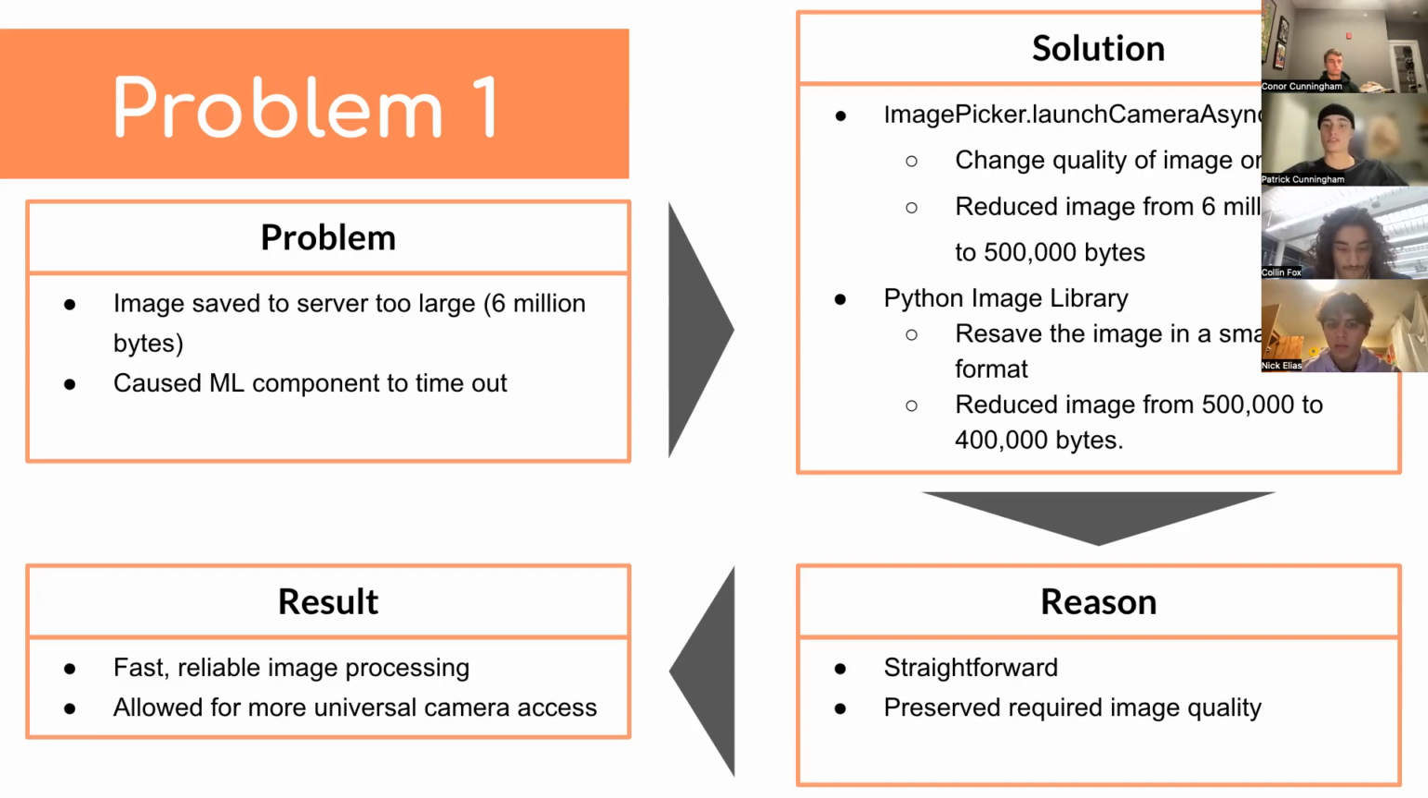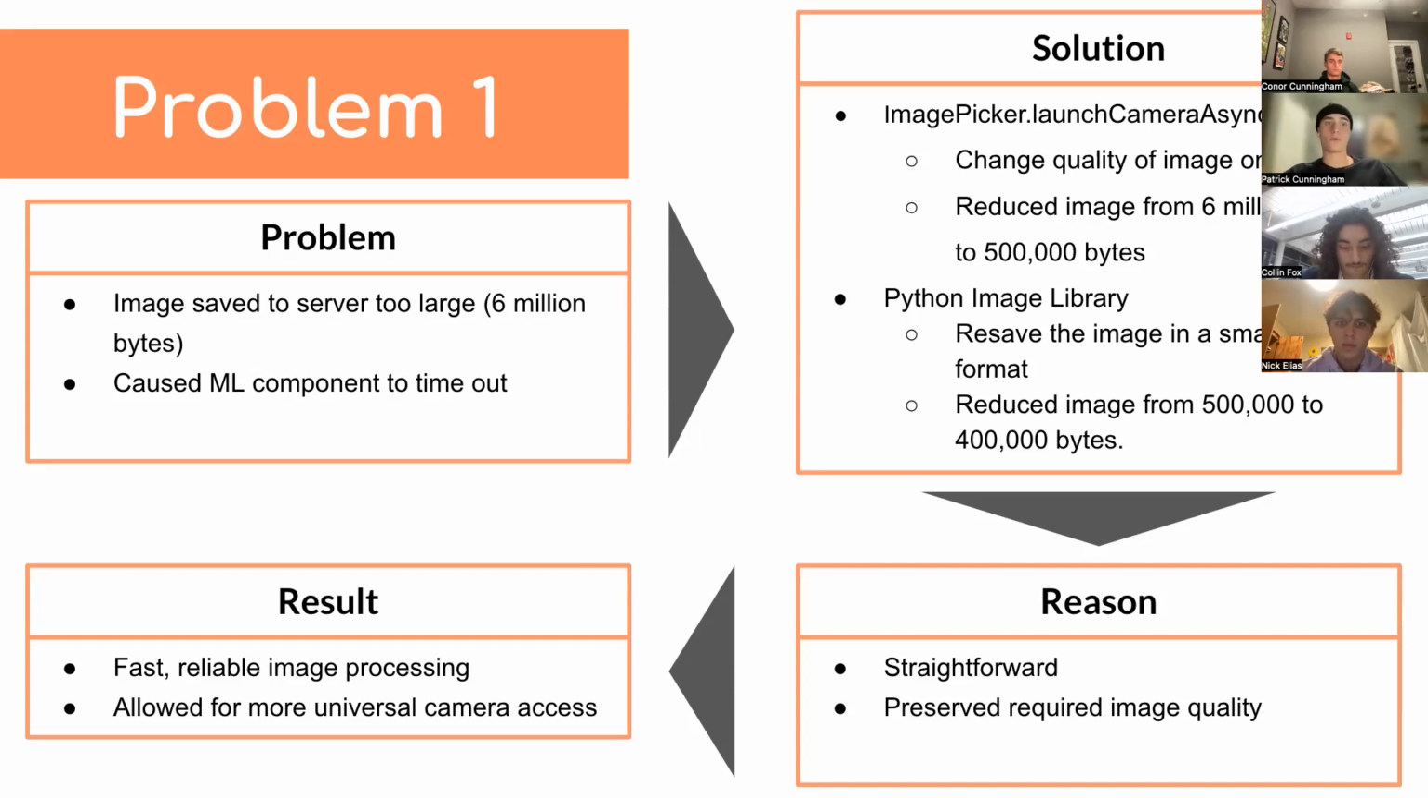The second thing we used to reduce the size further was the Python Imaging Library, also called Pillow. This allowed us to take the photo from the computer, from the file, and then resave the image to the computer in a smaller format, and this again reduced the image size from about 500,000 bytes to 400,000 bytes. So overall, we went from a 6 million byte image all the way down to a 400,000 byte image.